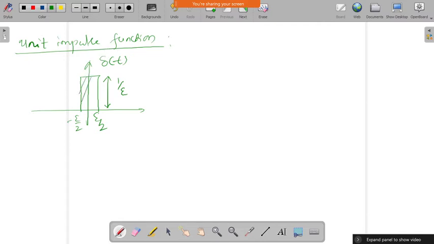Now we can define this impulse function by the area under this pulse, which is equal to 1. That is, if I take the integral from minus epsilon by 2 to plus epsilon by 2 of del of t dt, that will be equal to 1. So this is the impulse function. Whenever epsilon decreases, the height increases and the width goes on decreasing. So this is the unit impulse function.